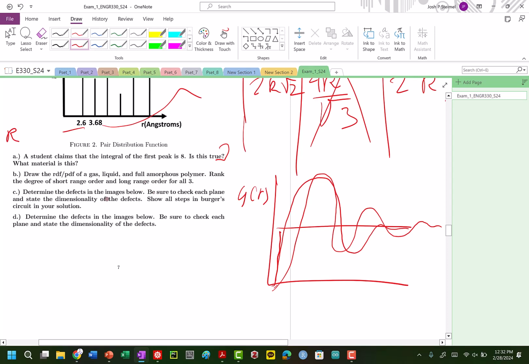Rank all these in terms of short range order, long range order. So they all have some degree of short range order, but for long range order, this is worst. This is middle, fully amorphous. That's the best, in terms of the most long range order. Determine defects in the image below.